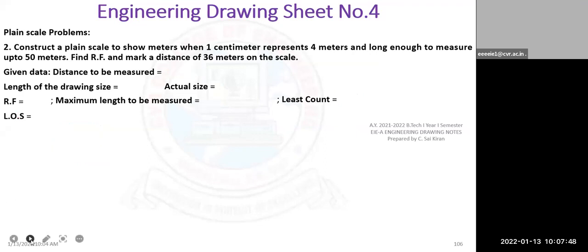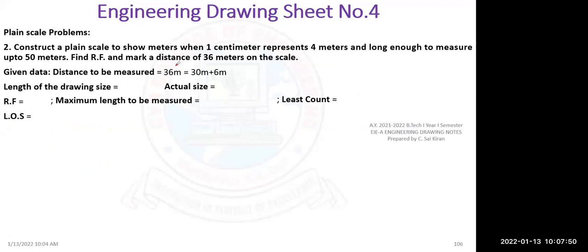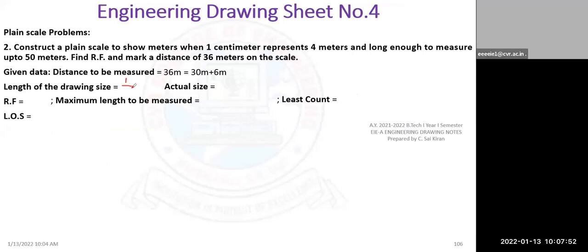RF 1 by 400, sir. 1 by 400 you got. Okay, we'll check whether it is 1 by 400 or not. So how we have to divide this is 30 meters plus 6 meters. We are dividing into 30 meters and 6 meters so that we get the 36 meters.